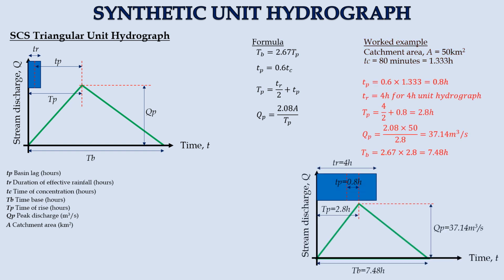The lag time for this example is 0.8 hours. The TR is 4 hours, and therefore, time of rise equals 2.8 hours. The peak discharge is found to be 37.14 Qmax, while the time base is 7.48 hours. With this information, we can plot the unit hydrograph with ease.